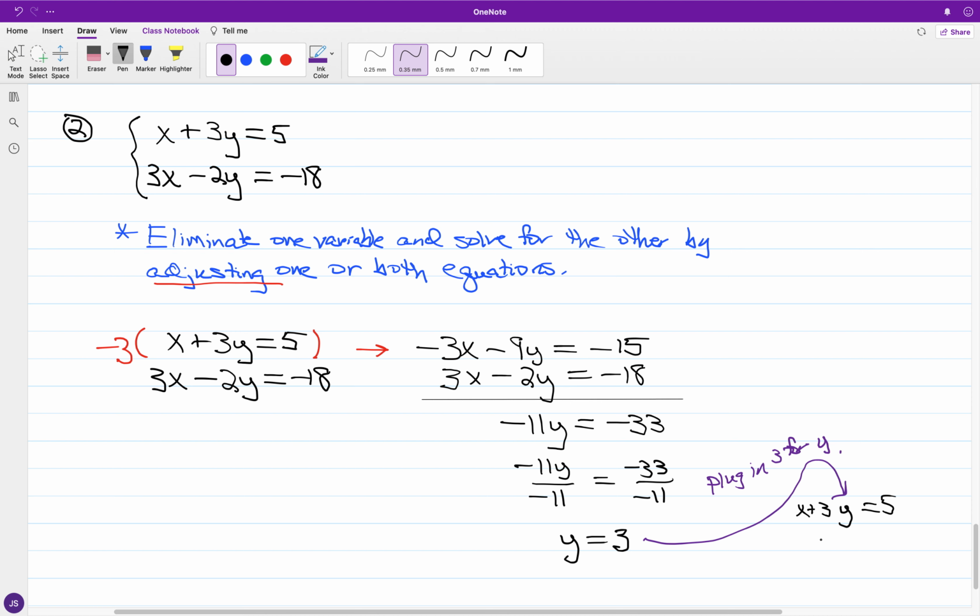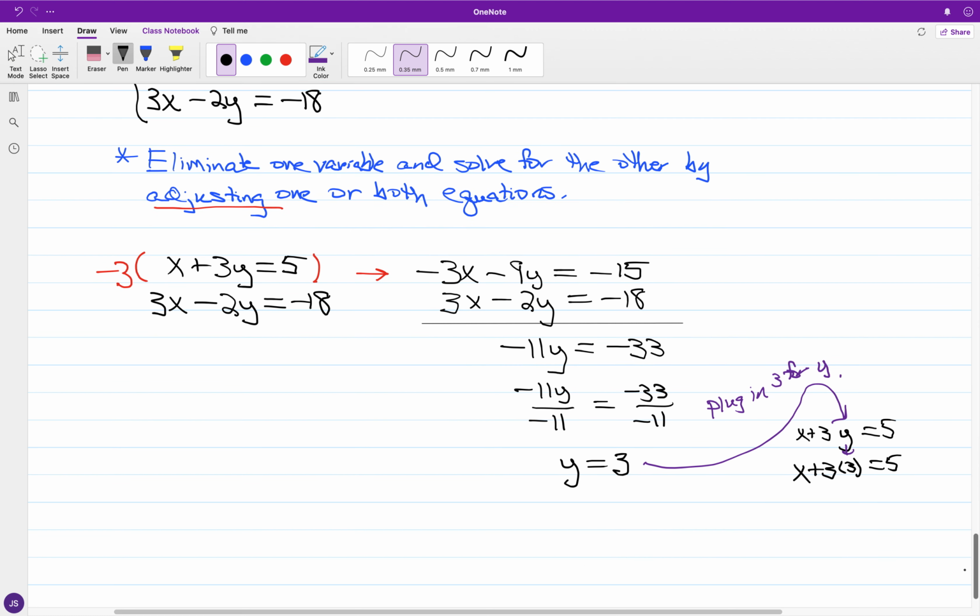Again, so I had x plus 3 times y is equal to 5. And plugging in 3 for y, we have x plus 3 times 3 is 5. So we have x plus 9 is equal to 5. And so we're going to have that x is equal to -4.